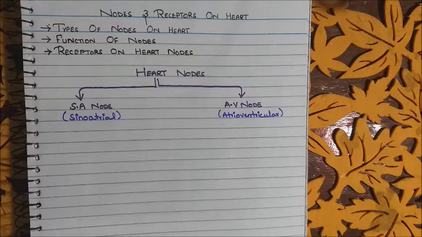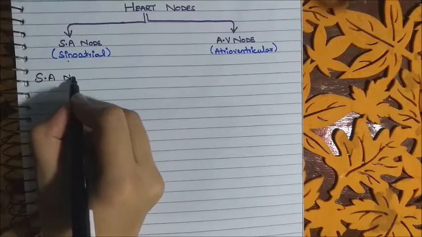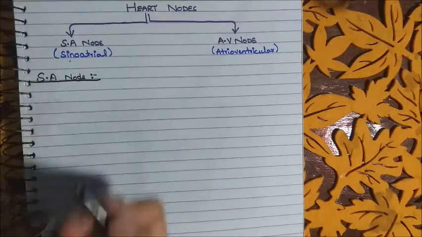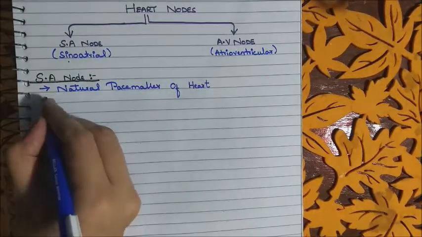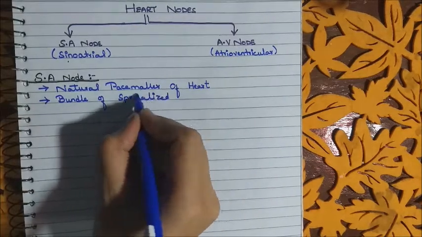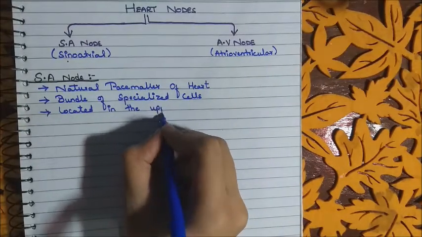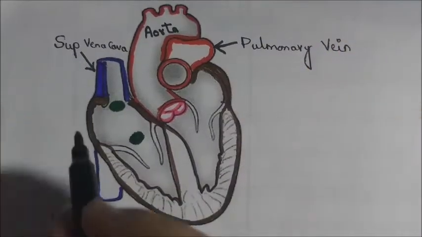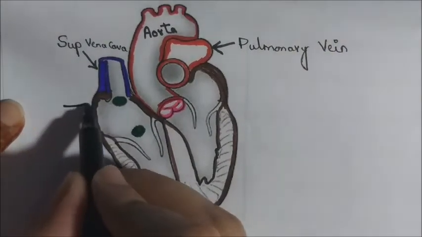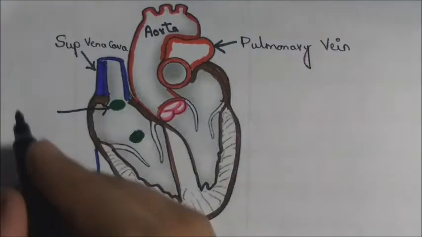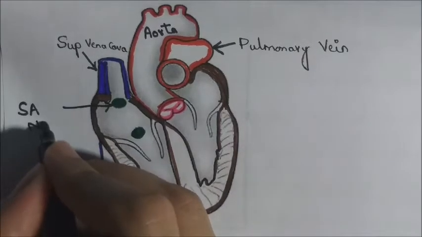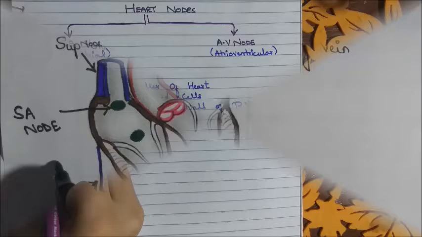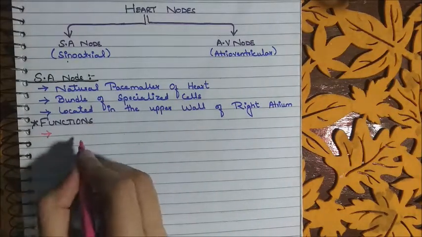So first we will discuss the SA node. The SA node is known as the natural pacemaker of the heart. Pacemaker means anything which organizes or sets the speed, as the SA node sets the speed of the heartbeat. So that's why it is known as the natural pacemaker of the heart. The SA node is a bundle of specialized cells located in the upper wall of the right atrium. The main function of the SA node is to generate electrical impulses and set the rate and rhythm of the heartbeat. The normal heartbeat is between 50 to 100 times per minute.